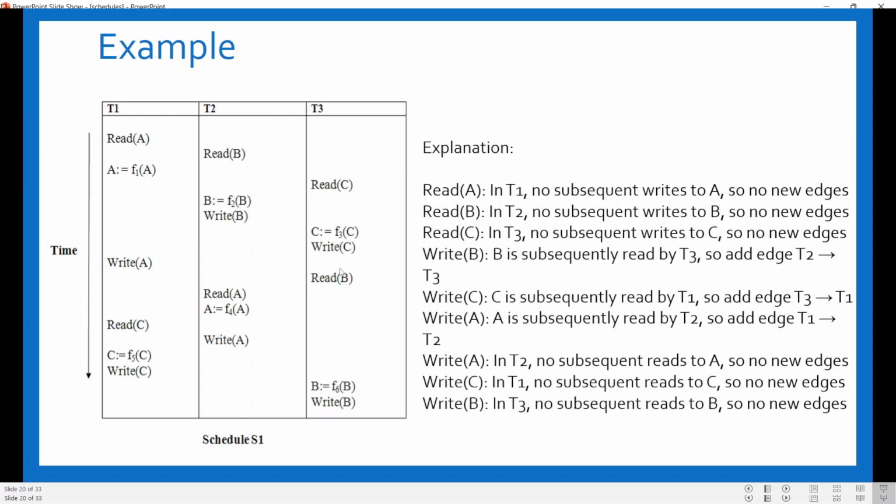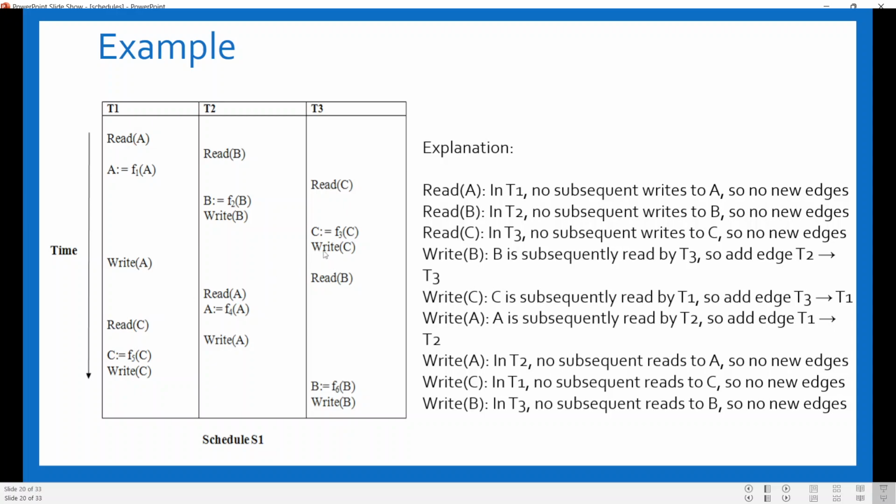Now after write B, we have write C. For write C, you have to see whether there is a read operation of C. There is a read operation of C coming in transaction T1 after this write C. So we can add an edge from T3 to T1, because read C comes after write C.